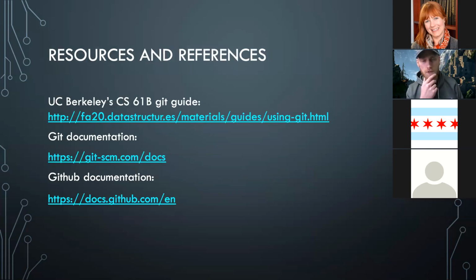So here are some references and resources that you can look at. I find this guide that UC Berkeley has for one of their courses to be extremely helpful. I would almost say it's comprehensive. It pretty much shows you almost everything you need to know, including some of those commands that I didn't explicitly go over. And there's some nice written narrative. The official Git documentation is obviously a good reference, and then of course the GitHub documentation itself.